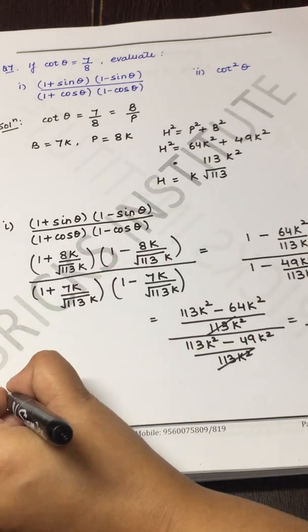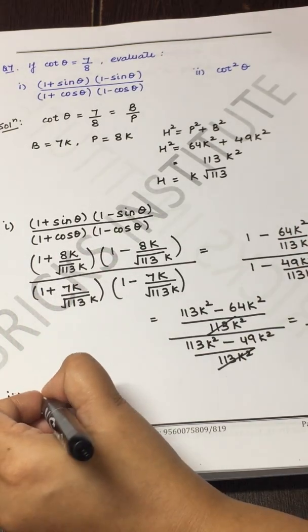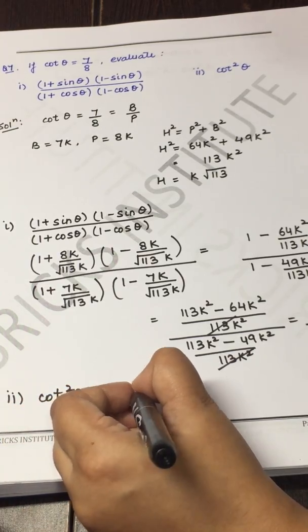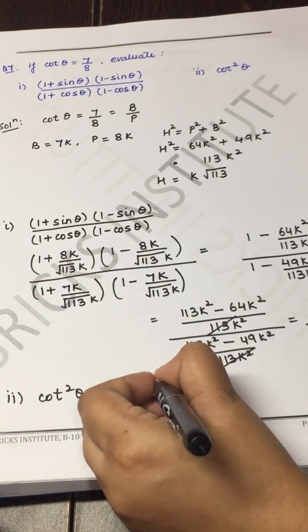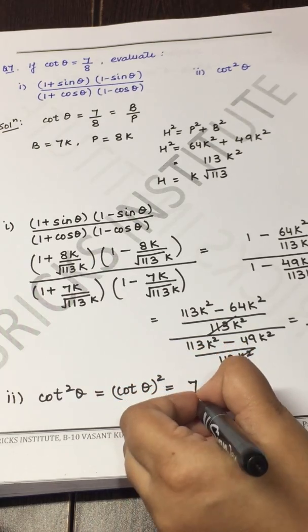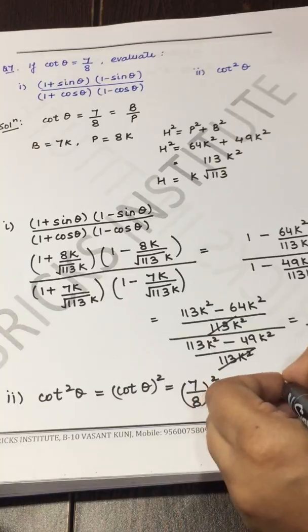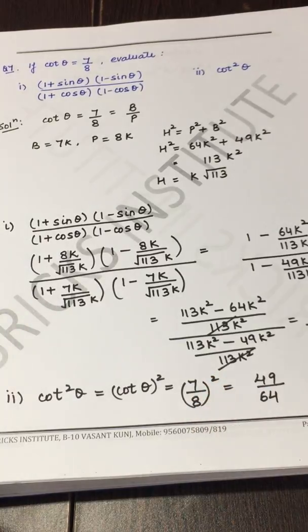Let's do the second part now. So it says cot square theta. So cot square theta is nothing but cot theta value whole square. So 7 upon 8 whole square, which is equal to 49 upon 64. This question is very easy.